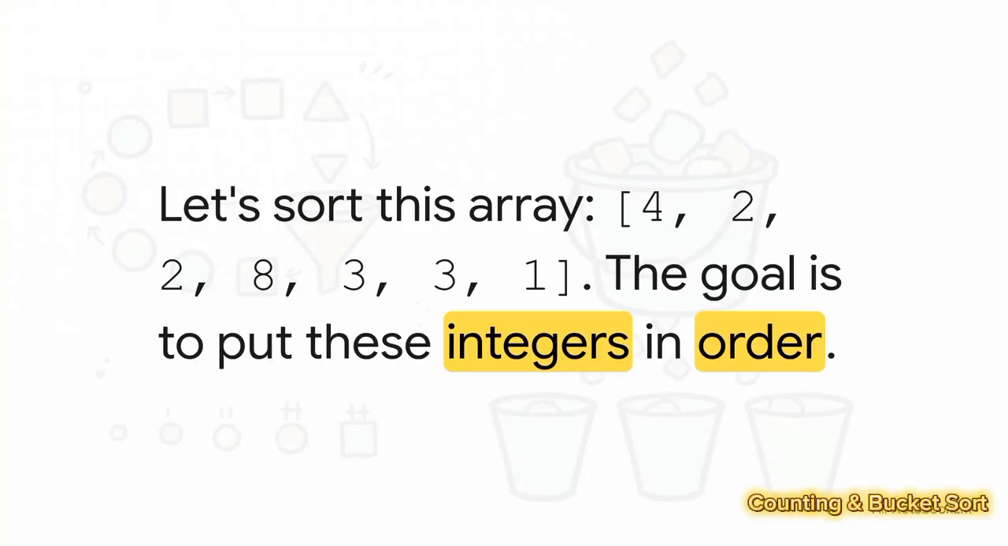Right. Let's get our hands dirty and see how this actually works. Here's a small, jumbled array of integers. Our job is to get them in order. But remember the main rule: no direct comparisons between any two numbers. So where do we begin?